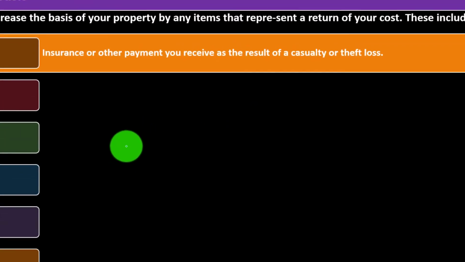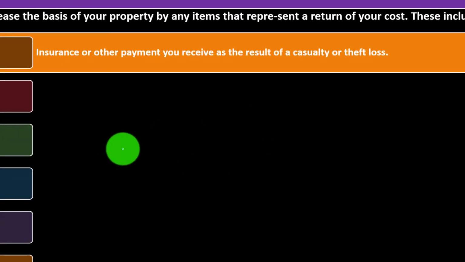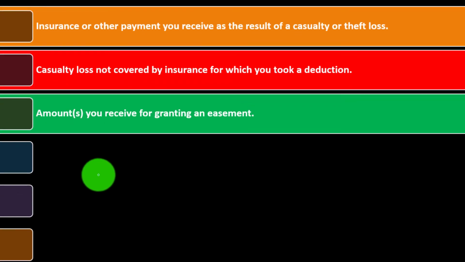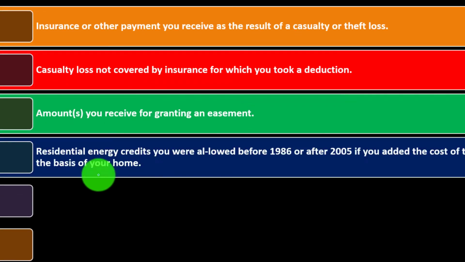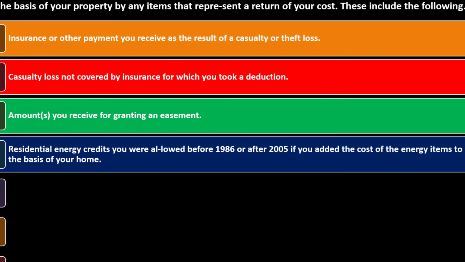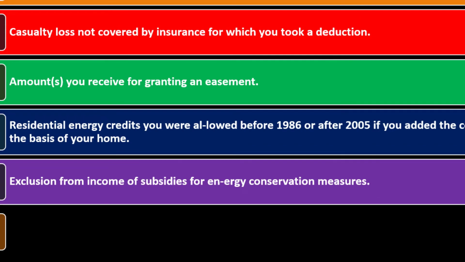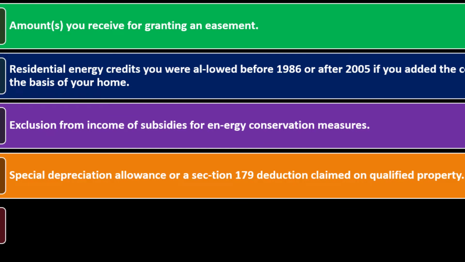So, insurance or other payments you received as a result of casualty or theft, casualty loss not covered by insurance for which you took a deduction, amounts you received for granting an easement, residential energy credit you were allowed before 1986 or after 2005 if you added the cost of the energy item to the basis of your home, exclusion from income of subsidies for energy conservation measures, special depreciation allowance or Section 179 deduction claimed as qualified property.